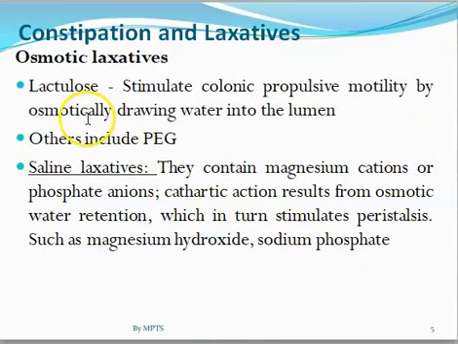Now, osmotic laxatives, these are also common. Lactulose stimulates the colonic propulsive motility by osmotically drawing water into the lumen. Others such as PEG, polyethylene glycol, can also be used. Saline laxatives can also be used. They contain magnesium cations or phosphate anions. The cathartic action results from osmotic water retention within the GIT, which in turn stimulates peristalsis. Others such as magnesium hydroxide and sodium phosphate can also be used.